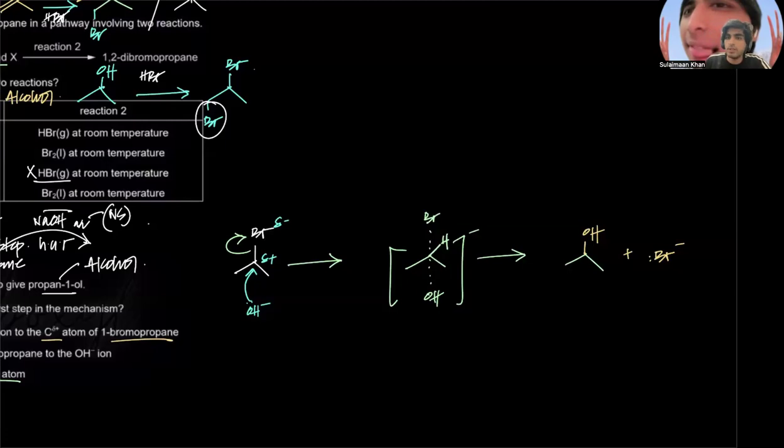So in SN2, can we flip the product on the y-axis? Yes, it's like an inverse umbrella, an inverted umbrella.